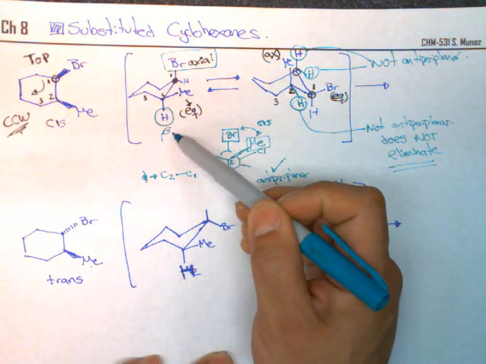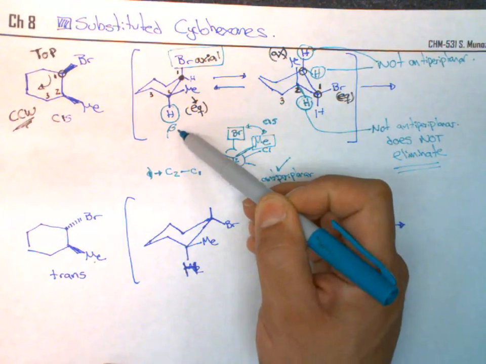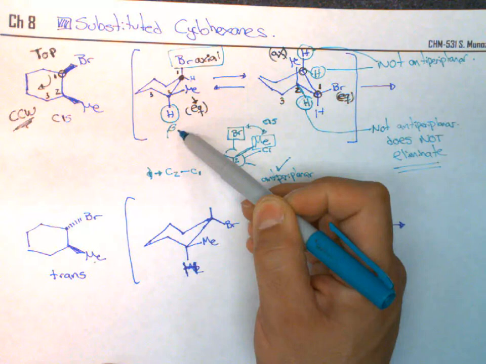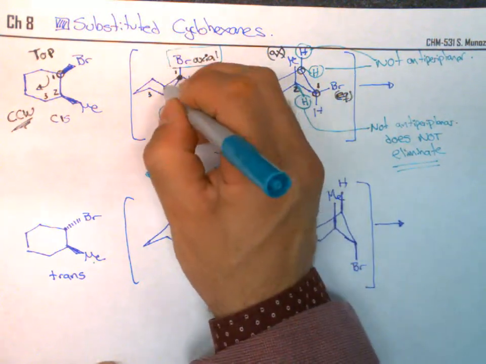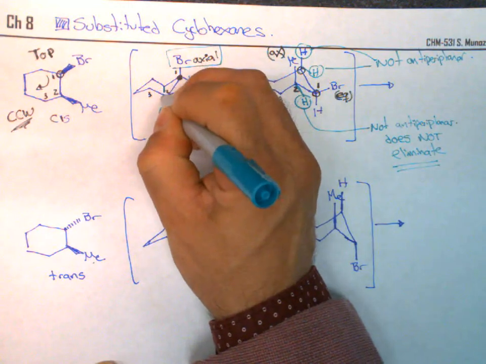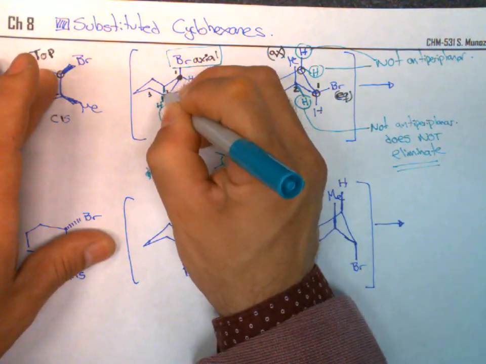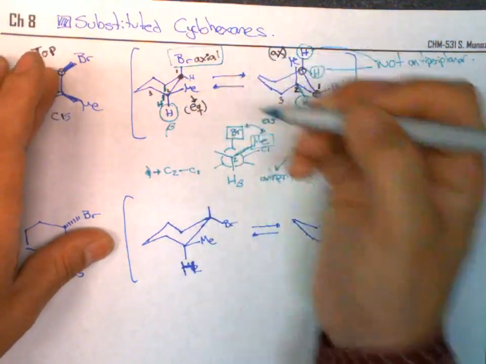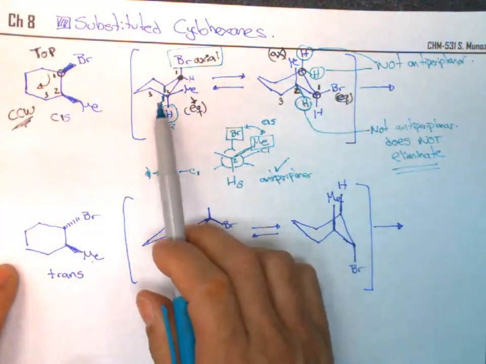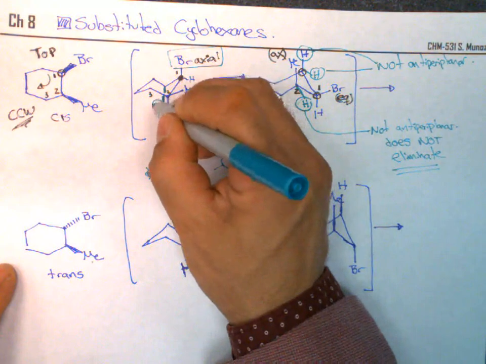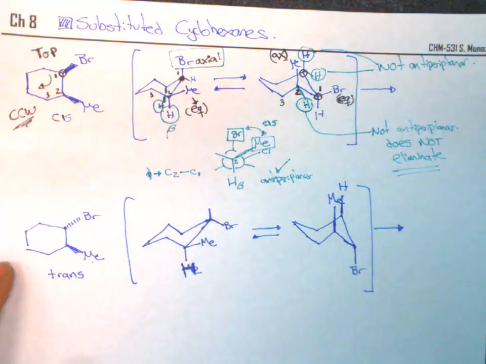And I drew one here, but do we have one more that is anti-periplanar that I haven't drawn? Yes, where is that? In the other beta position, right? This one right here on the back. Do you guys see that? This is also anti-periplanar to the bromine atom.